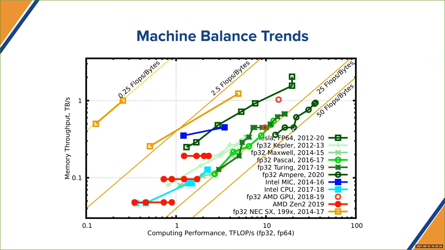For this, let's start with the situation that we are in now. It is a trend in machine balance of recently developed computer systems. Here we see that both in computing performance and in memory throughput, the computers, both graphical processors and CPUs, are becoming better and better. However, there is a trend that machine balance, the ratio of memory throughput to computing performance, is actually becoming worse. So this is a problem for the programmers who are trying to make codes for computer simulation.